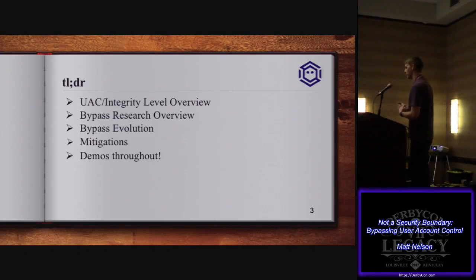So the short version of what I'm going to be talking about today is an overview of UAC and the history of it, going back from its very first birth to now, and how it's evolved, or how bypasses have evolved. So we're going to start talking a little bit about what UAC is and how the integrity level model works. Then we're going to go into the research methodology.